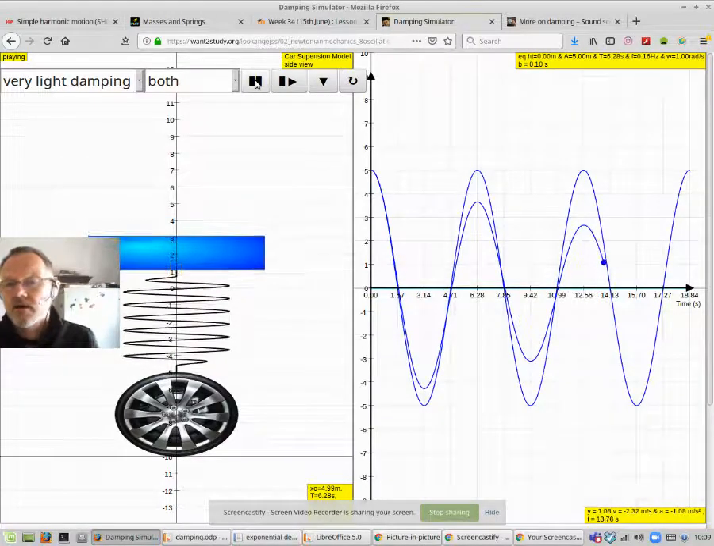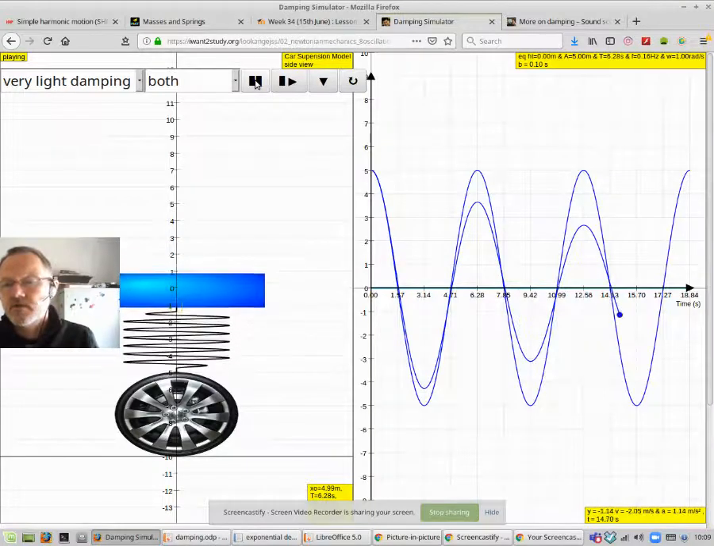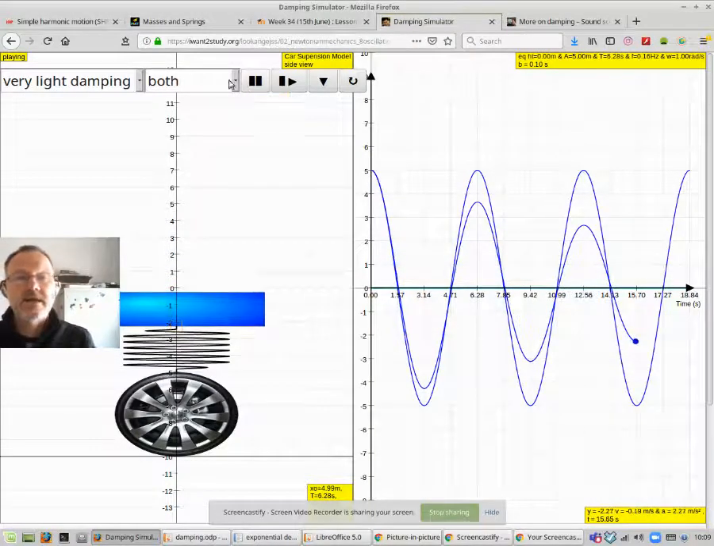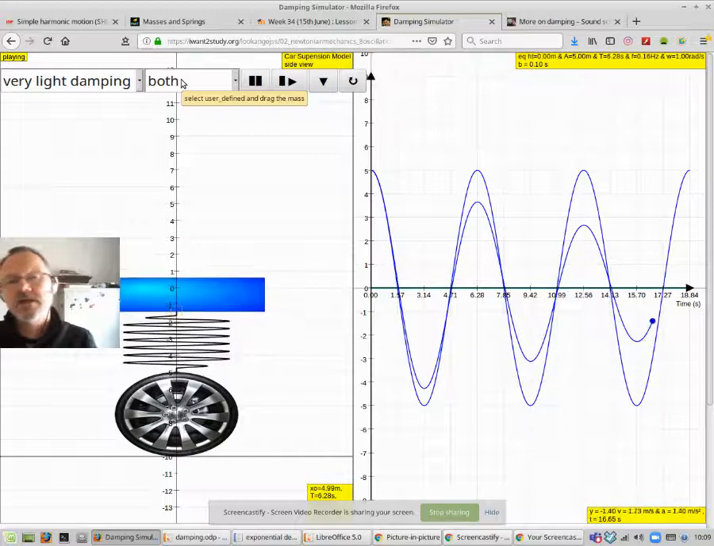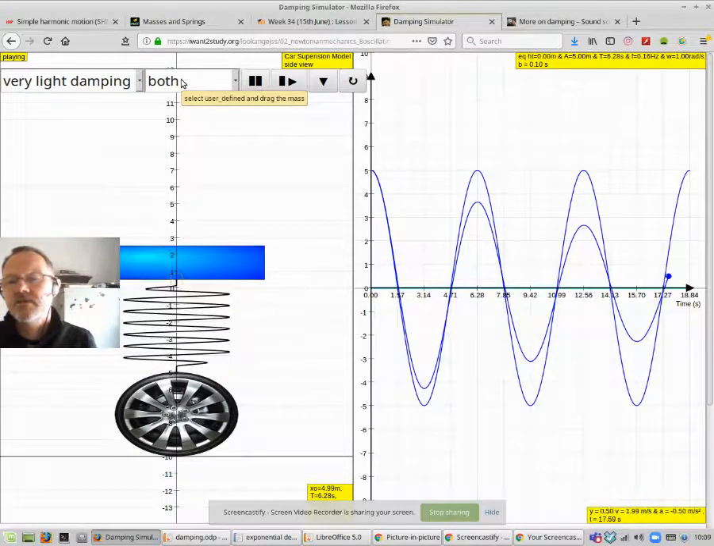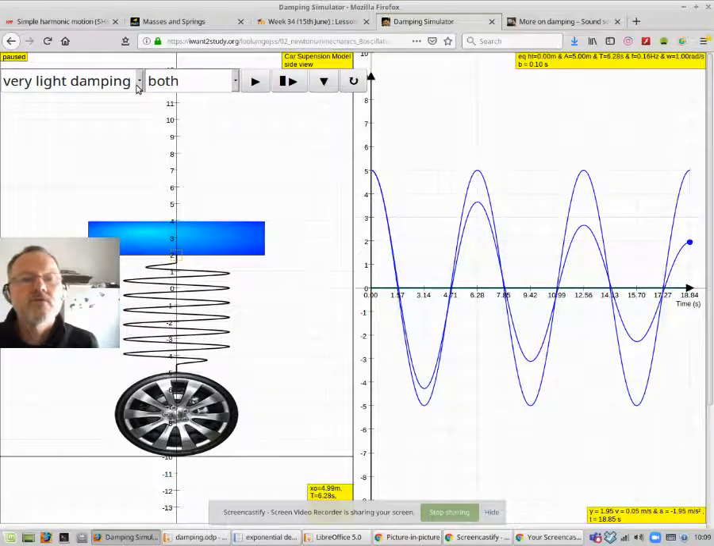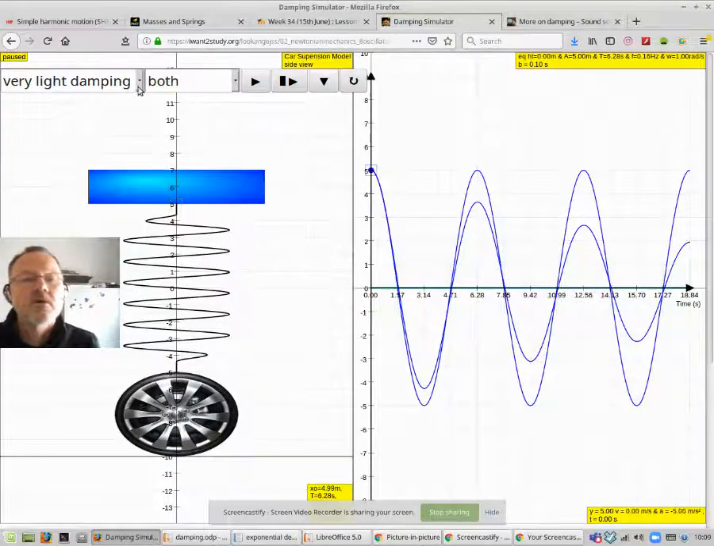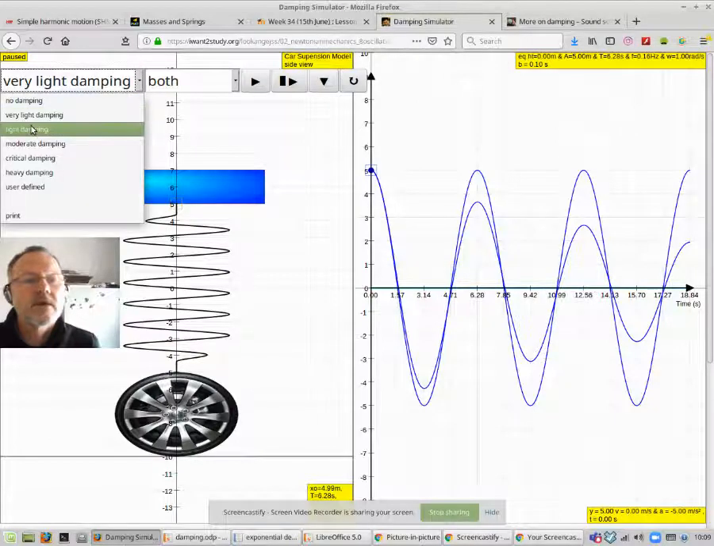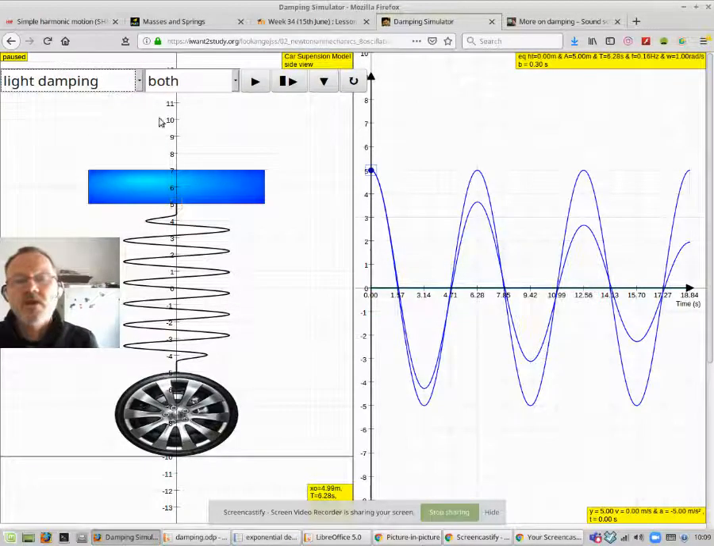Now, how will things be different if we now increase the damping again? So we're going to just quickly look at increasing the damping a little bit more. So once the animation has stopped here, we'll now move to light damping. We know the type of graph we're going to see. We're going to see a reduction in the amplitude, but see if you can spot another feature that's common to all of the graphs.